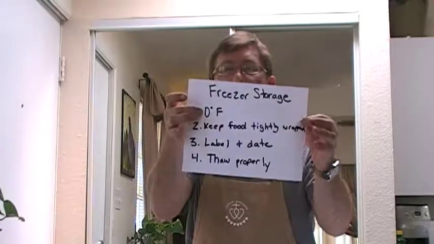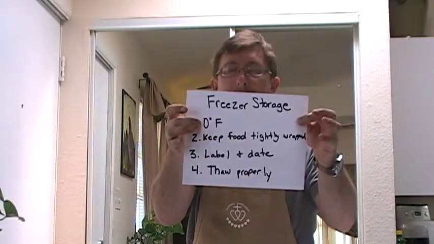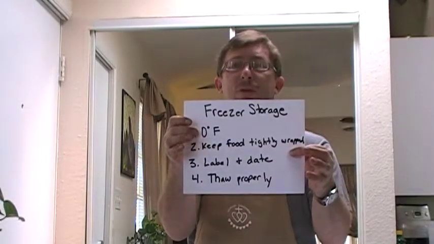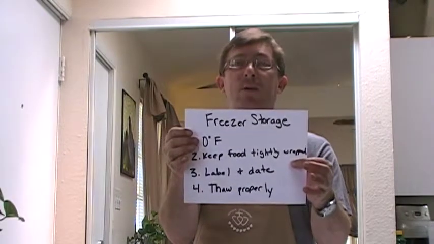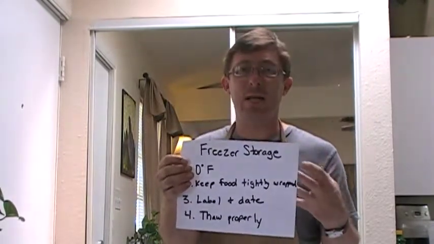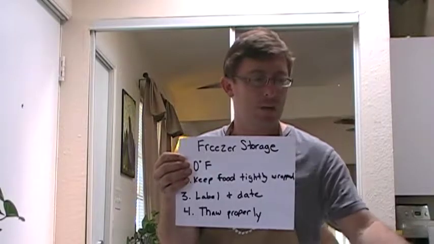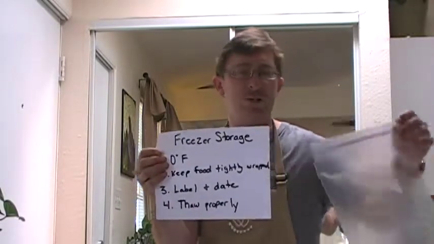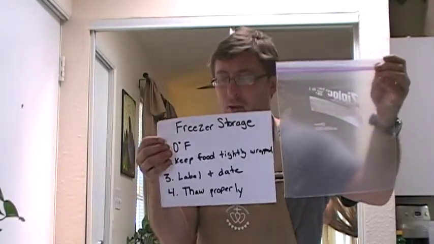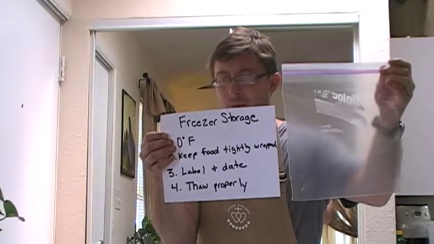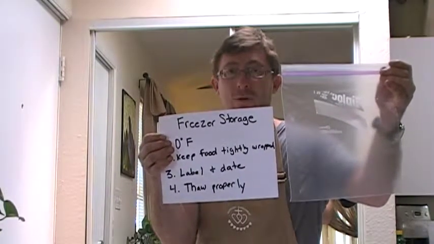Freezer storage. Everything in a freezer should be kept at 0 degrees Fahrenheit. Everything that you have in your freezer should be tightly wrapped. When I freeze things, I will sometimes double bag them. And I get a good freezer bag. The next thing you do is you label and date your food.